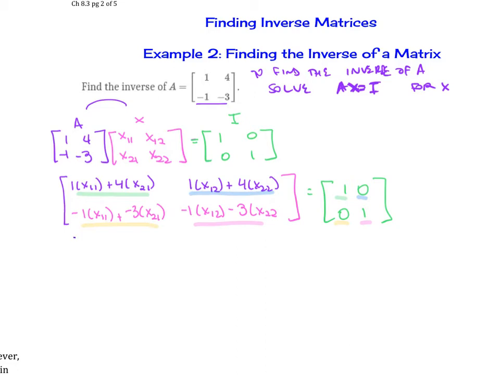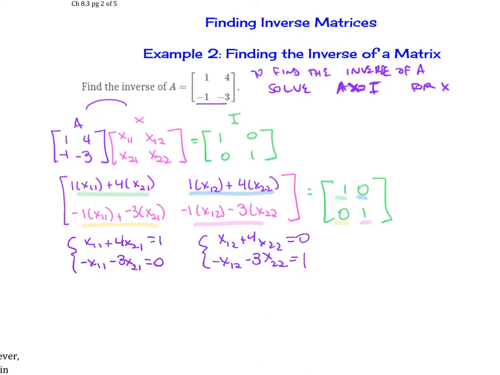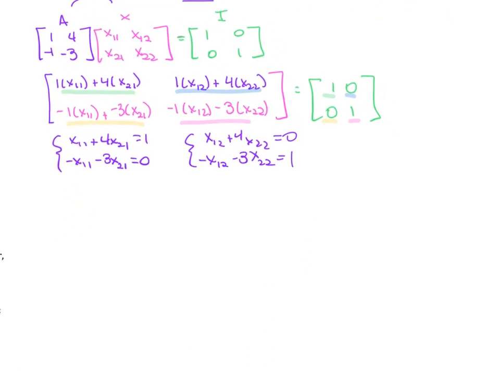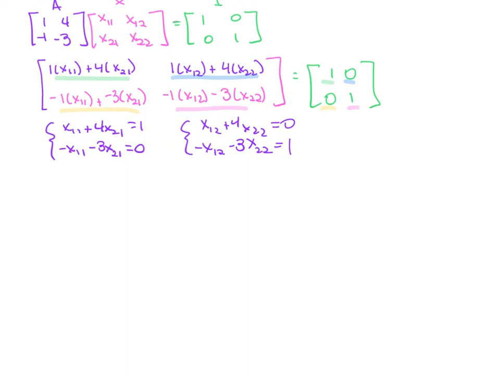So this is going to look like, so I'm going to write it as a system first. X11 plus 4X21, and then -X11 minus 3X21. Sorry, this top one equals 1, this one equals 0. Then this other system is X12 plus 4X22, and then -X12 minus 3X22 here. And this top one again equals 0, and this one equals 1. So then we're going to use Gauss Jordan elimination in order to solve. So let's set that up.